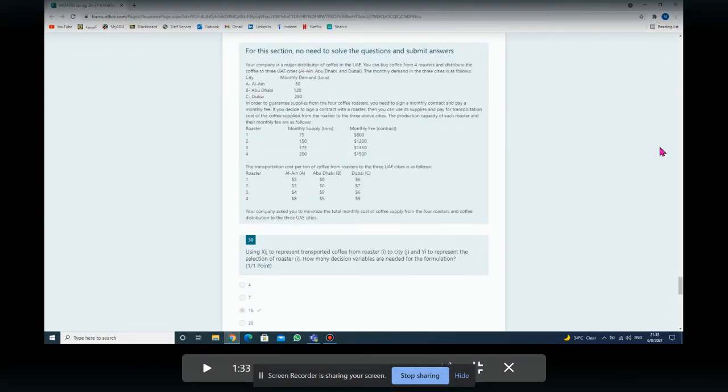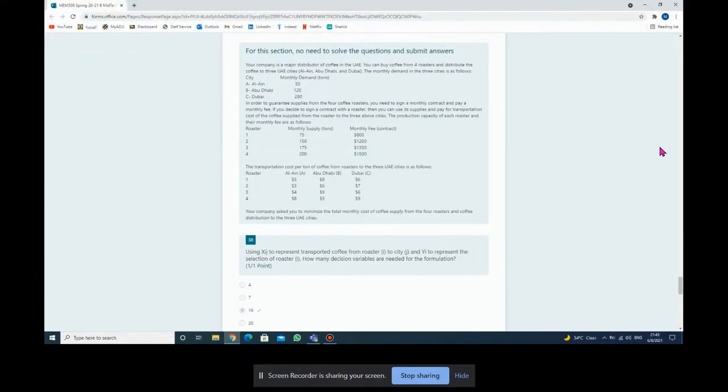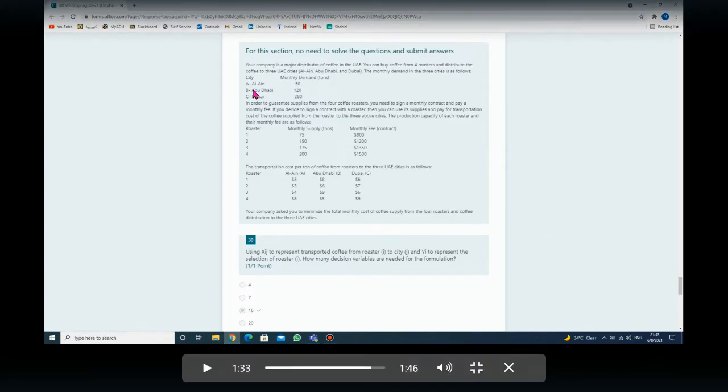Hello everyone. So, let's look at one more problem. This is a transportation problem. Let me read the question because the magnification is less. Your company is a major distributor of coffee in UAE. You can buy coffee from four roasters and distribute the coffee to three UAE cities.